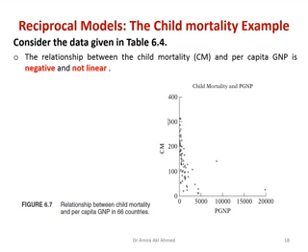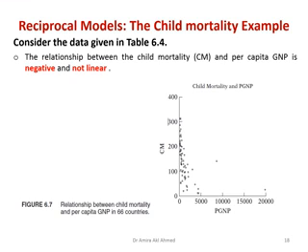Let's consider the data given in table 6.4 in your textbook. This table provides cross-sectional data for 64 countries on child mortality and other variables such as per capita GNP. We are interested in examining the relationship between child mortality and per capita GNP. The data points of these two variables are plotted in figure 6.7 that is shown here in the current slide.